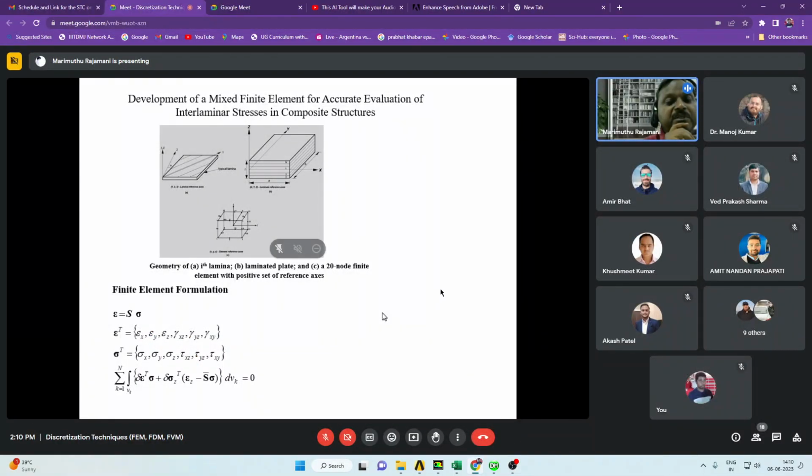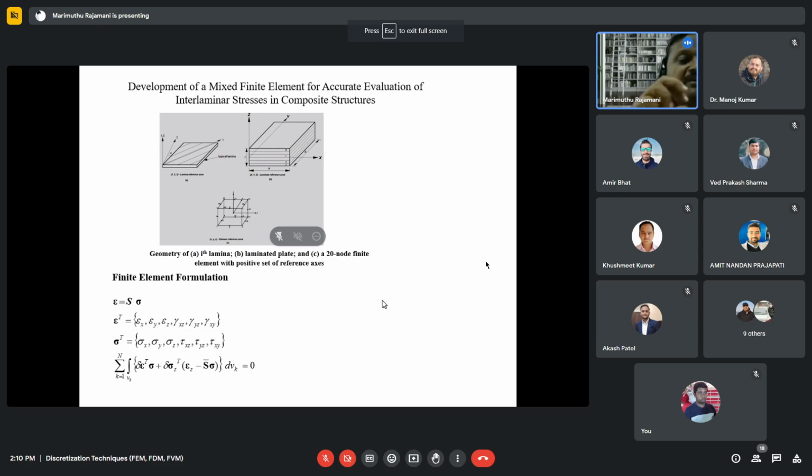You will not be able to get interlaminar stresses accurately using the displacement-based finite element. If you use displacement-based finite element for laminates, then the interlaminar stresses, what you get between the interlayer of the lamina, will not be accurate. For that, if interlaminar stresses are included as a degree of freedom, then the stresses evaluated at the interlaminar will be more accurate.